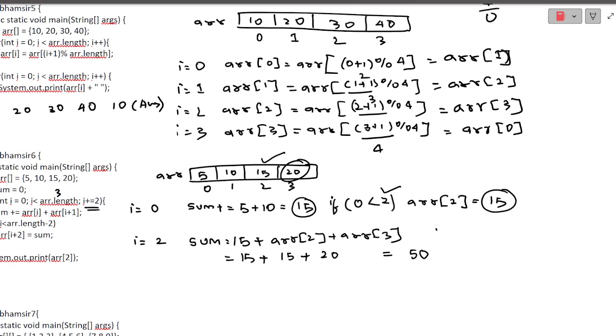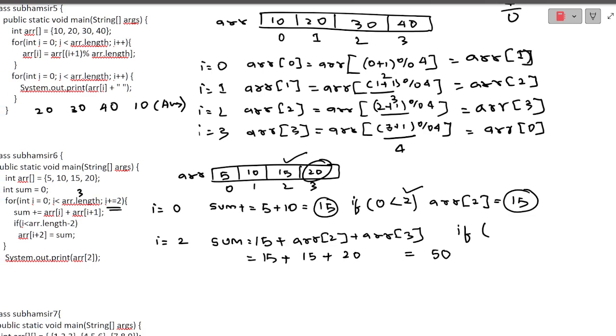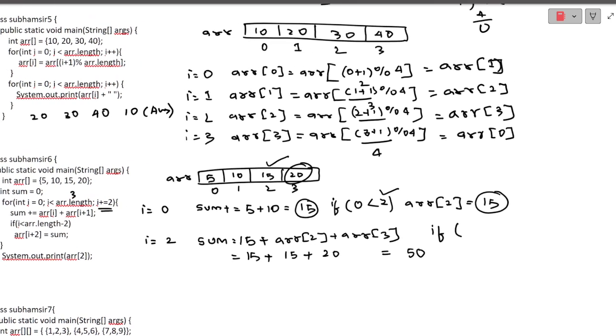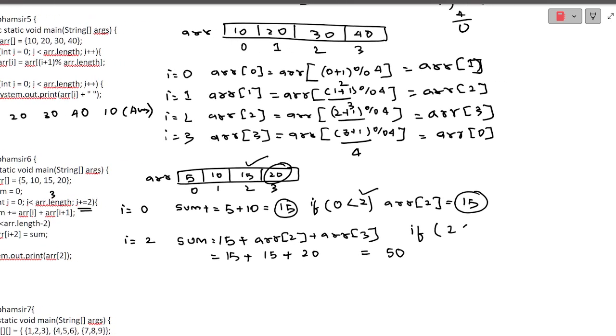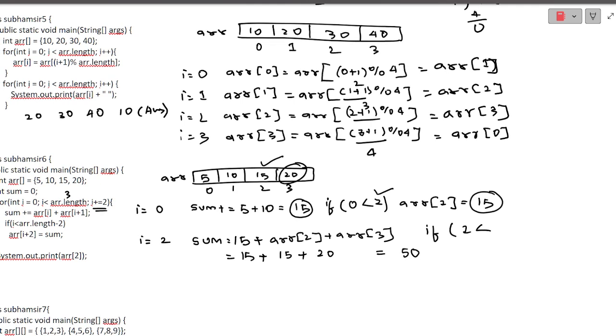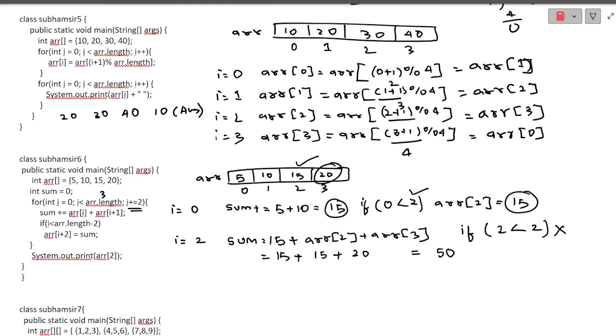Okay, now let's see. The value of I is now 2. Is 2 less than length minus 2, where the length is 4? So 4 minus 2 is 2. Is 2 less than 2? No, this is incorrect. So this particular statement will not execute. Now it is asking, what is the value of ARR of 2? Can you tell me the value of ARR of 2 now? 15. Okay, so 15 is the answer.